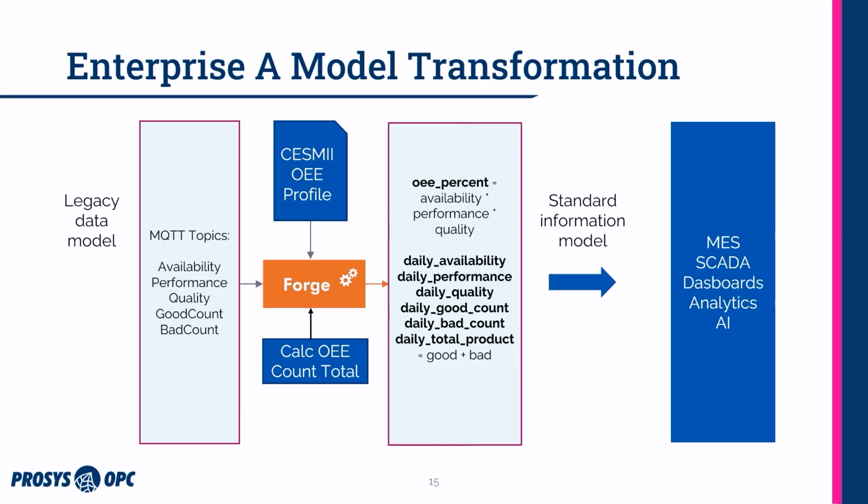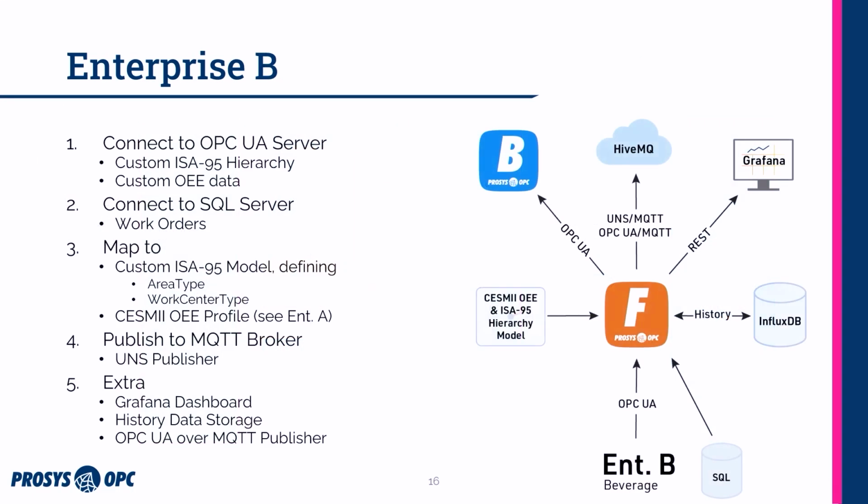So let's move on to the Enterprise B. In Enterprise B, we have now identified that there is an OPC UA server where we can bring in the data. There's a custom ISA 95 hierarchy, and then there's also OEE data. There was also a connection to the work orders available from an SQL server. And now we're mapping this data.